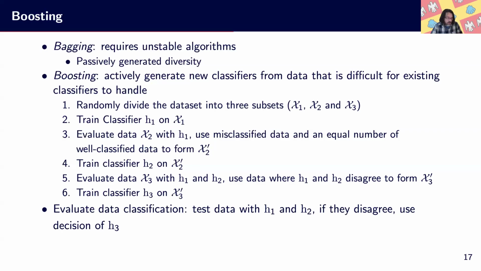And the idea is that for a new test sample, we just test on H1 and H2 in parallel. If they agree, then that's the class. If they disagree, then we use H3 to solve that issue.